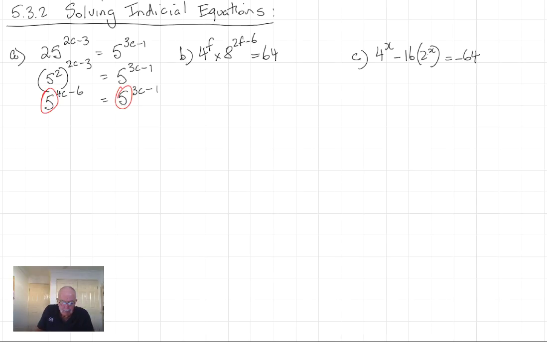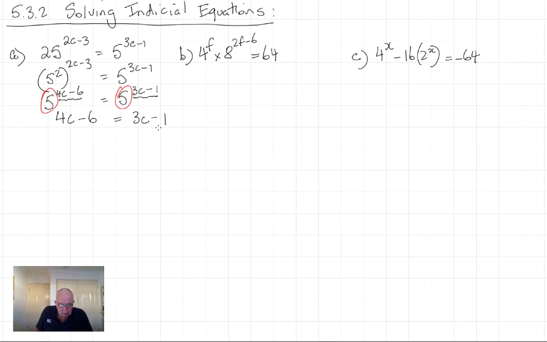We've got a base 5 and a base 5 on both sides. And if we've got the same base on both sides, then these indexes must be equal. It's the only way that equation would be true. If you've got the same base there, then the indexes must be the same. So our very next line, we can write 4c minus 6 equals 3c minus 1.